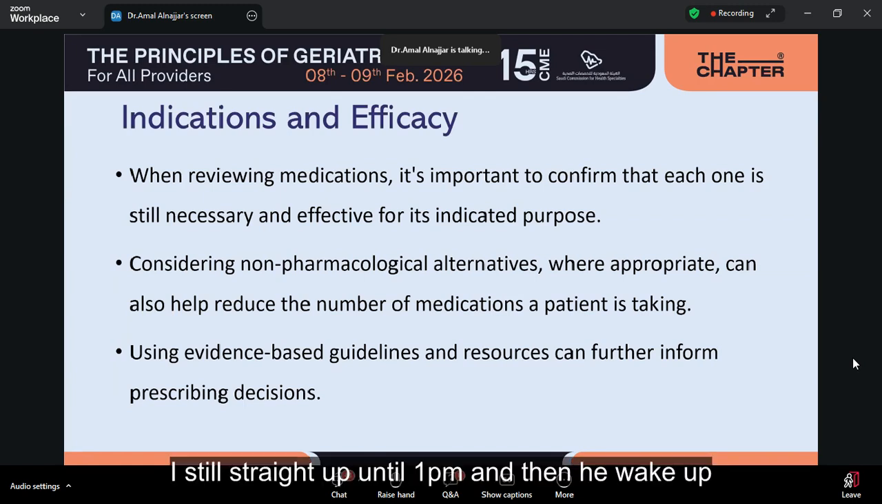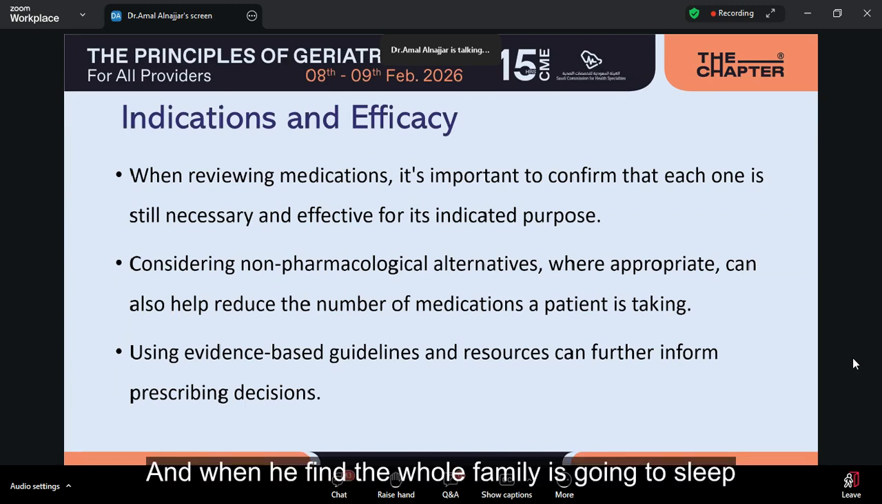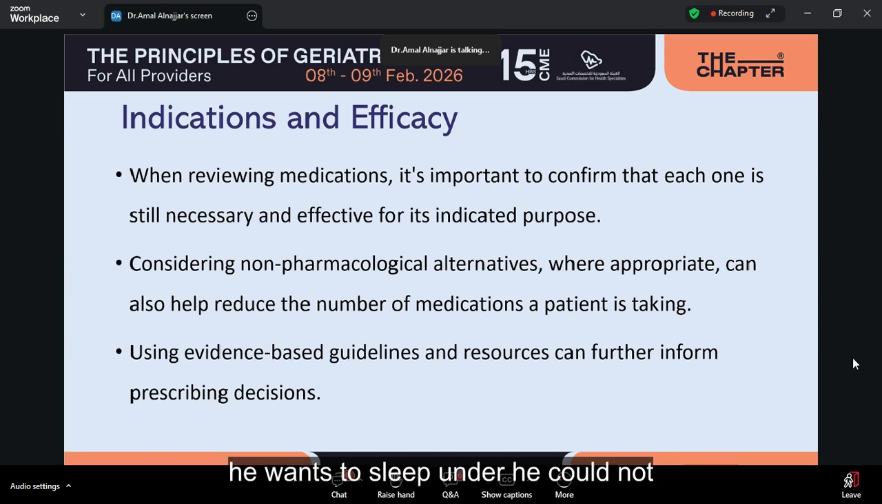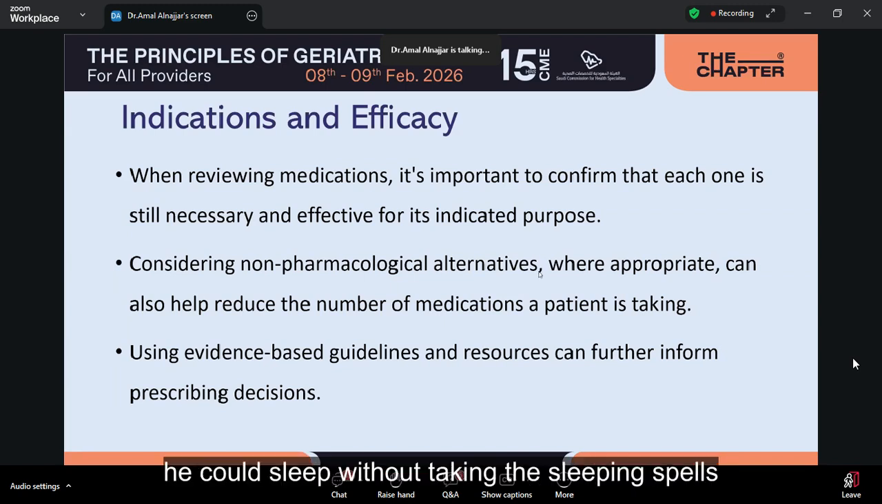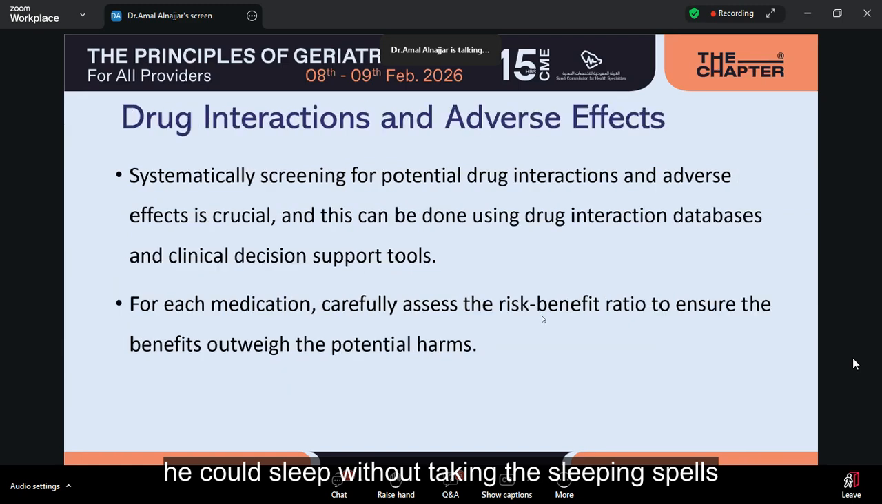He was still sleeping until 1 p.m. and then he would wake up. And when he found the whole family going to sleep, he wanted to sleep and he could not. When we rearranged his sleeping time, he could sleep without taking those sleeping aid pills.